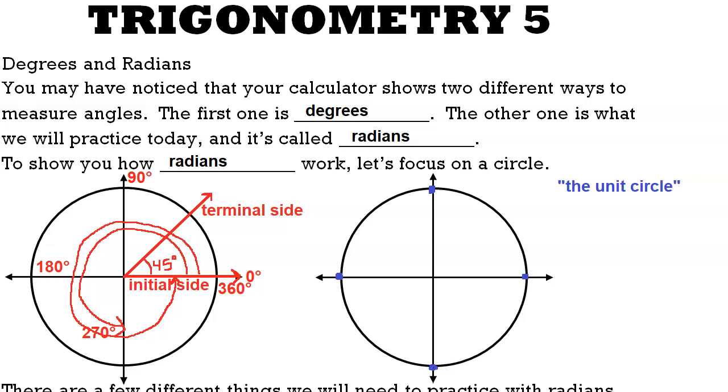The unit circle you can think of as a circle that has a radius of 1. So let's say this was the origin. That would make this the point (1, 0). And that would make this the point (0, 1). Then right here you'd have (-1, 0).